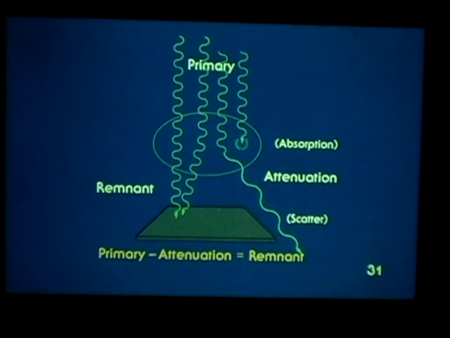Number 31. Here are all of the processes discussed in the previous slides. Notice that the difference between the number of photons in the primary beam and the number of photons that had been attenuated is equal to the number of remnant photons. In the following slides, we discuss the mechanisms at the atomic level by which absorption and scatter occur.